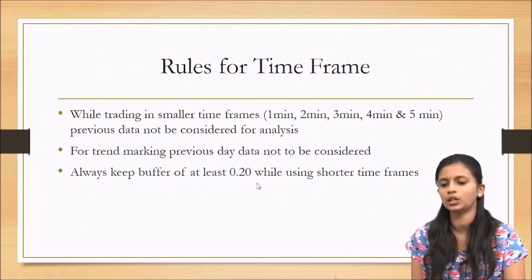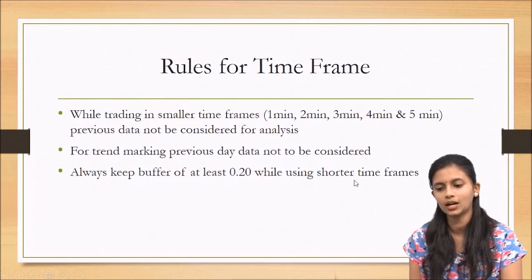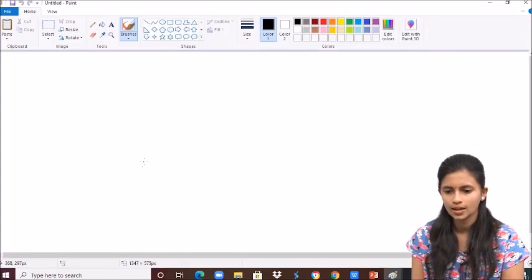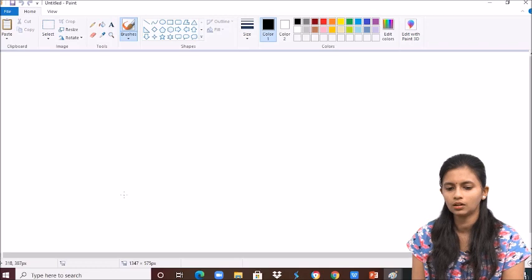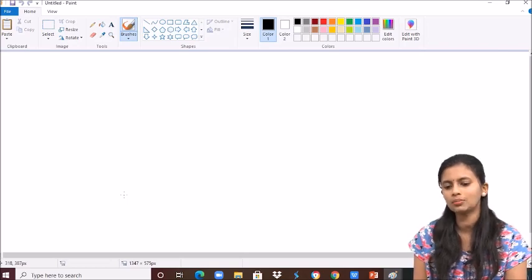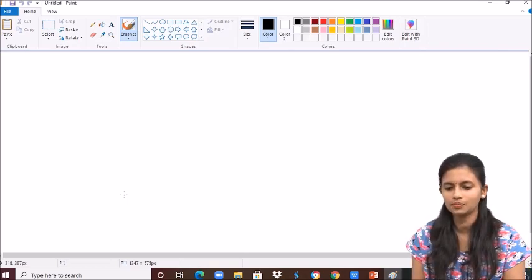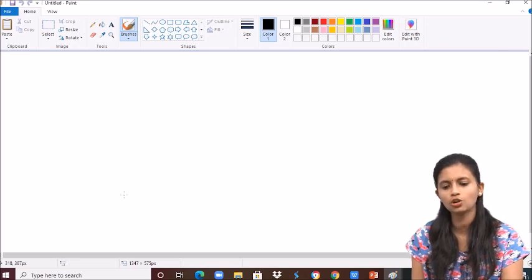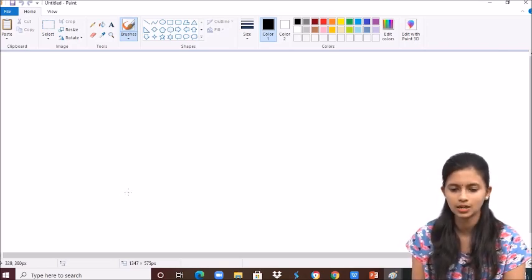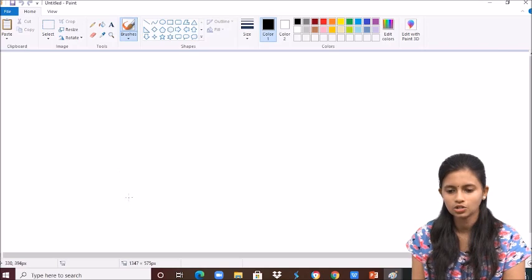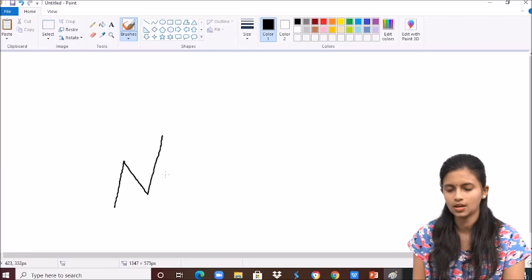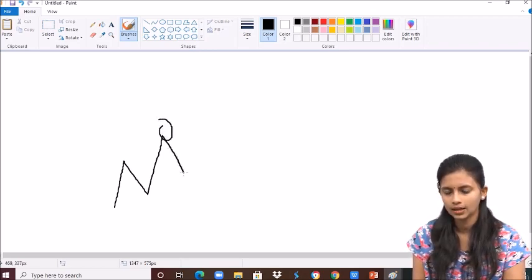Then you always have to keep a buffer of 0.20 when you are working under shorter time frames. Say for example, if you are working under a 1 hour or 30 minute time frame, even for 30 minutes you can consider previous data. So before 30 minutes you cannot consider the previous day's data, but from 30 minutes onward you can. Say yesterday the stock made something like this, and stopped there. The day closed over here. Now today again it came like this.